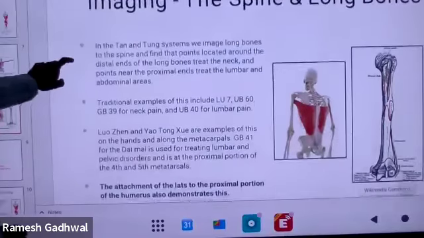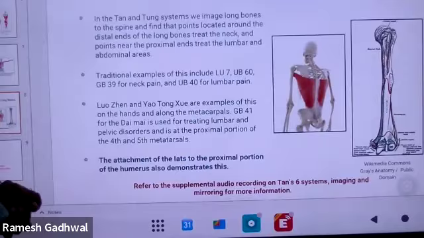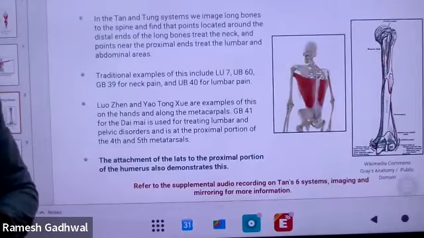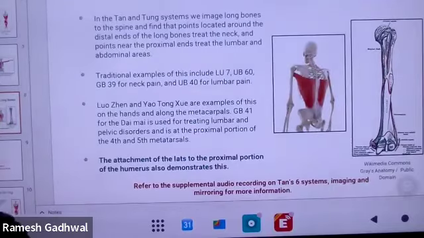So traditional examples of this include LU7, UB60, and GB39 for neck pain. We are using them. Then UB40 for lumbar pain.